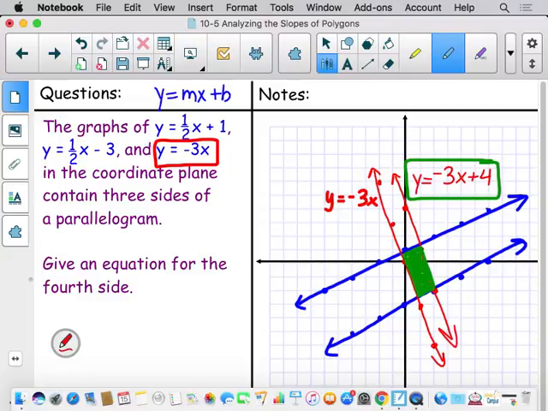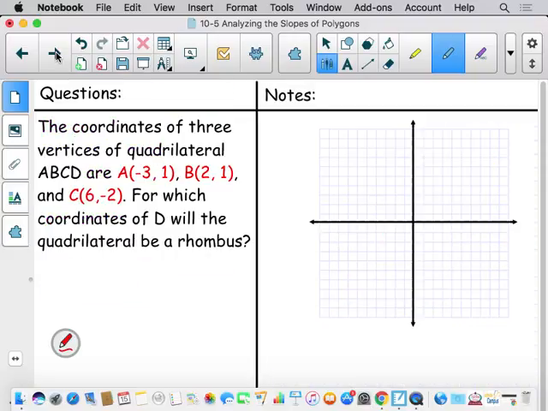So there's my parallelogram. So the fourth side, the key here would be that there's an infinite number of equations you could write. You just have to keep the slope the same as that third line, because the first two were already parallel. So we just keep the slope the same. We pick any intercept we want right here, and we're good. We've got a parallelogram.